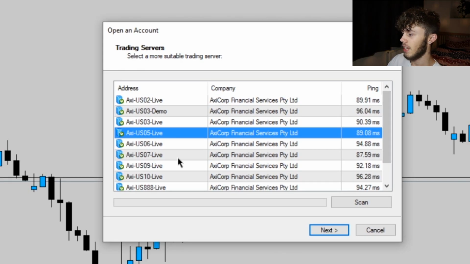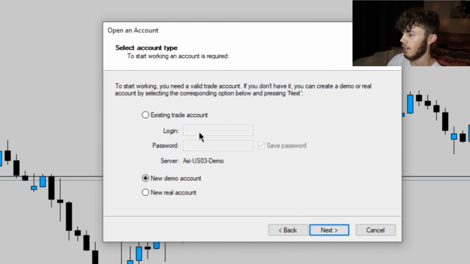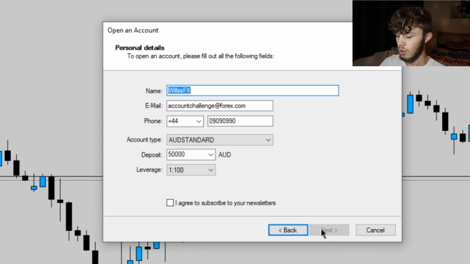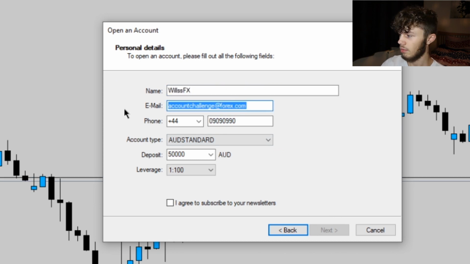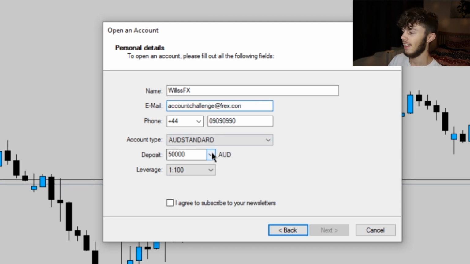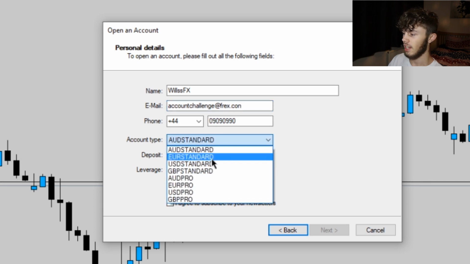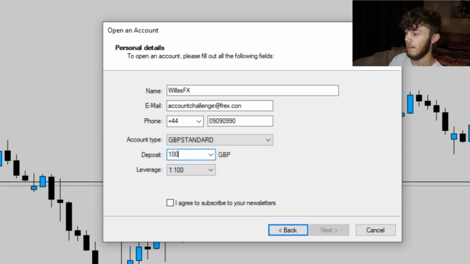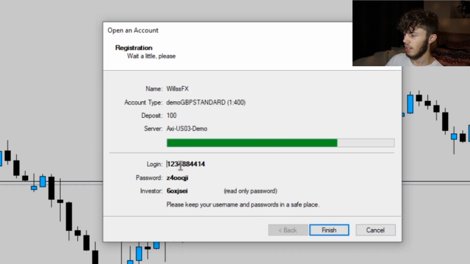So let's open this little demo account, new demo account. Yep, let's call it WillssFX. Email account challenge at forex.com. It doesn't matter if it's spelled wrong, I don't care. Pound standard, yep. Let's put £100 with a very high 1 to 400 leverage. I've seen other brokers, they don't usually offer high leverages, but with Axie they usually do. So let's start this account. So you can log into the account after this. If you're watching this video, just log into the account and you can see what's happened with this.